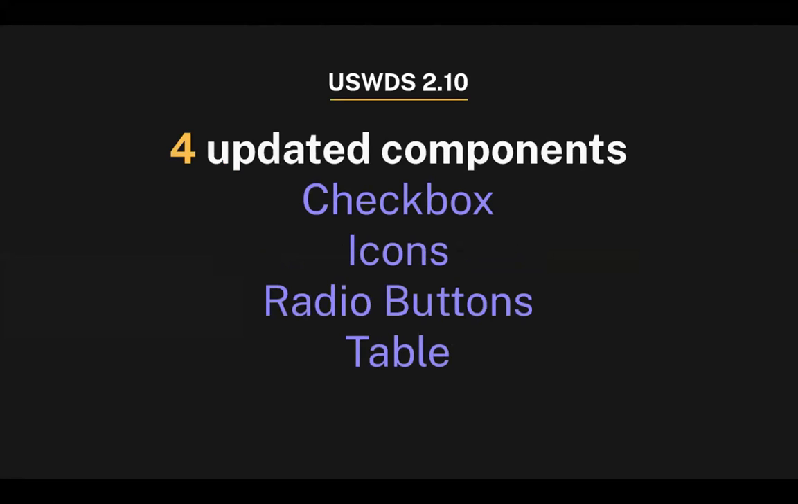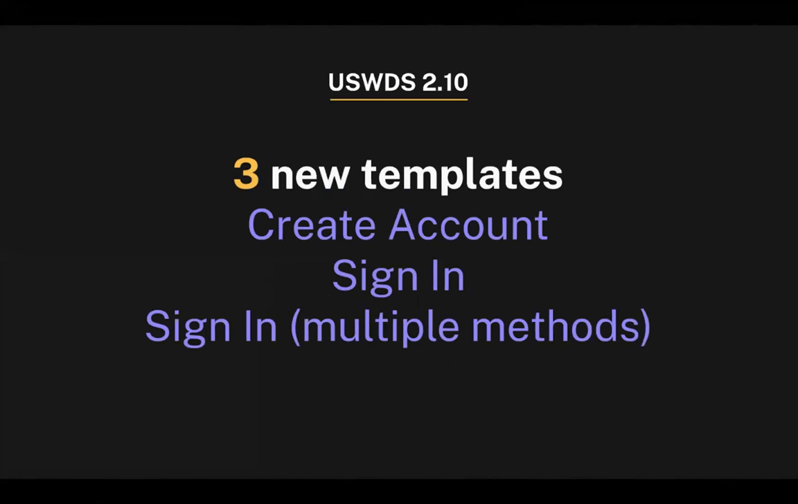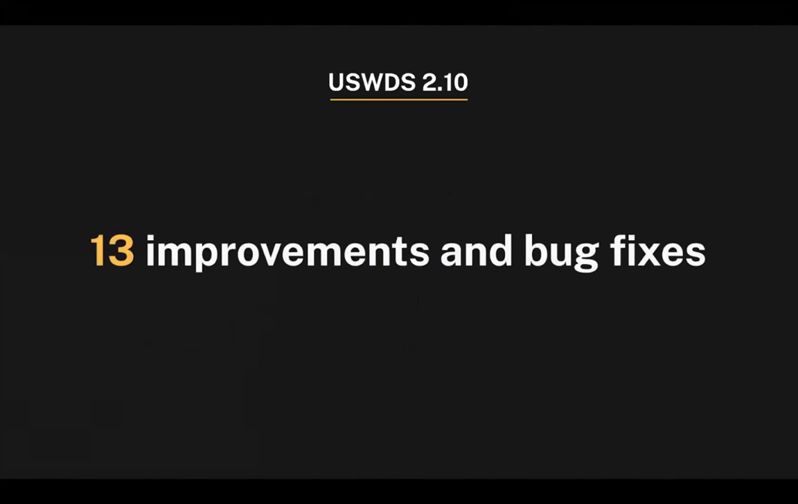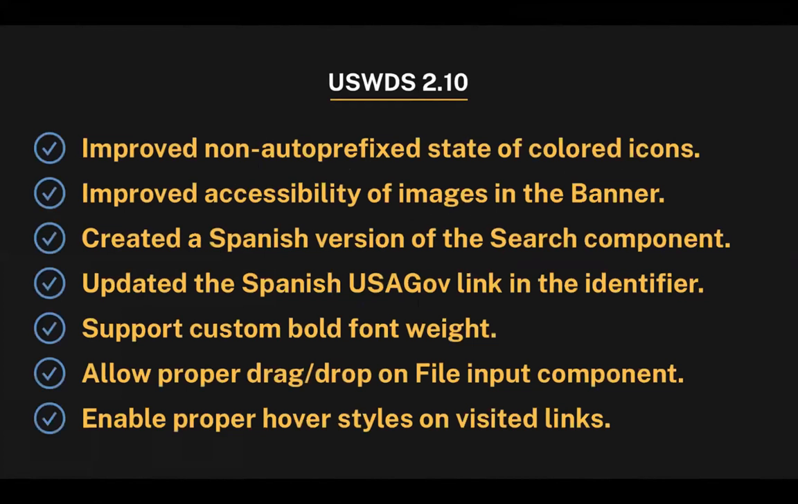And we've got 4 components with big or otherwise notable updates in this release: checkbox, icons, radio buttons, and table. And then 3 new templates as well, all focused on authentication: create account, sign in, and sign in with multiple sign-in methods. And there are 13 more notable bug fixes and improvements. A bunch of stuff got better in this release. Let's go through them pretty quickly.